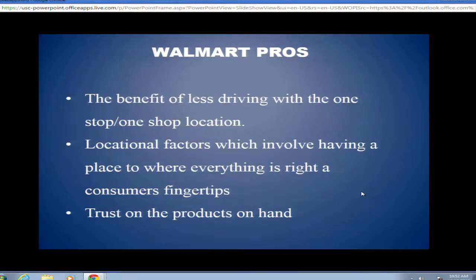Secondly, locational factors also involve having a place where everything is at a consumer's fingertips. So just like I said with the first, one stop, one shop, it's always a great place to purchase everything that you need without worrying about having to compete with Target or with Lowe's or Home Depot, those types of businesses. And also the trust in products at hand. Walmart has a very high margin when it comes to having trustful products. That way, you can also return them at any time, and it also does really well with customer service.